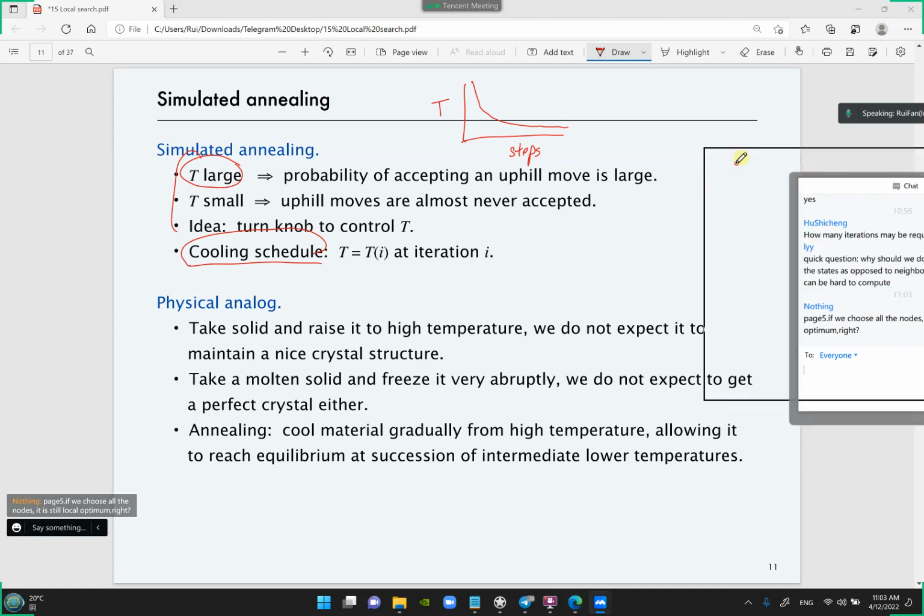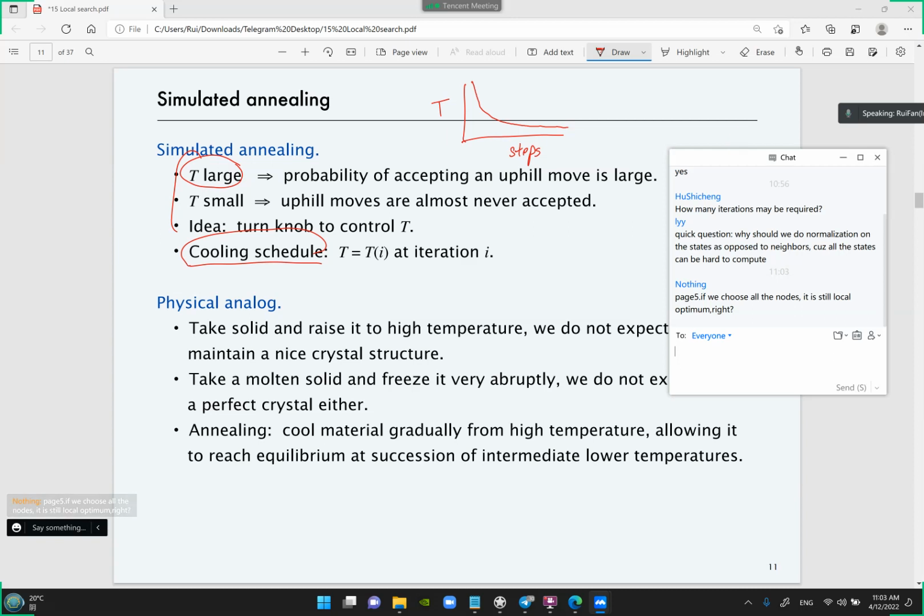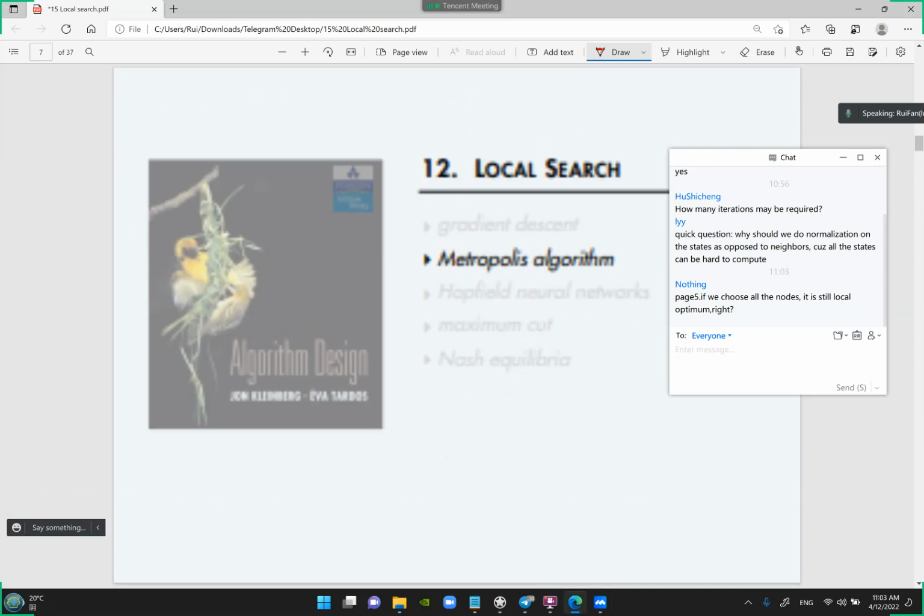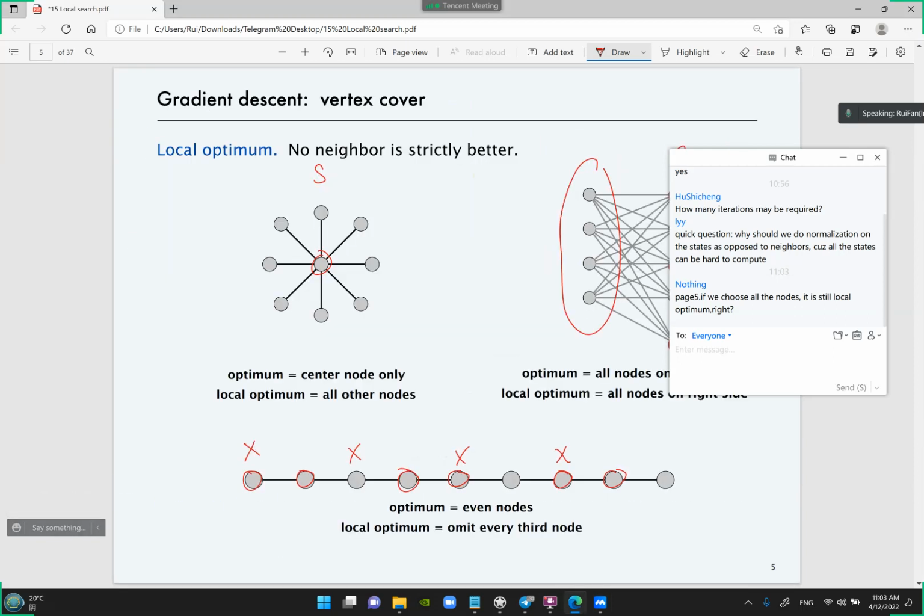Page 5, if we choose all the nodes, it's still a local optimum, right? Page 5. Are you talking about the first one? If you choose all the nodes, then you can actually take out one of the nodes, right? So if you choose all the nodes, you can take out the center node, and that's still a vertex cover. So that would not be a local optimum, right? However, if you just take all the nodes on the side, that is a local optimum, because you cannot remove any node from the solution and still have a vertex cover.